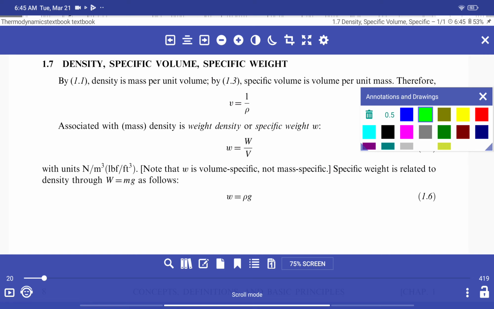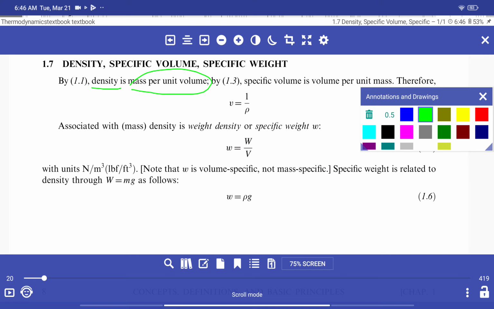Engineering and Chemistry tutorial. Let's continue our study of refrigeration systems. We are reviewing the basic concepts. In the last video, I had discussed the density. Okay, what is density? Density is mass per unit volume.